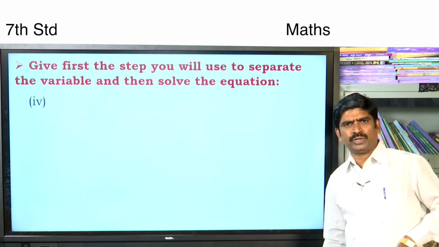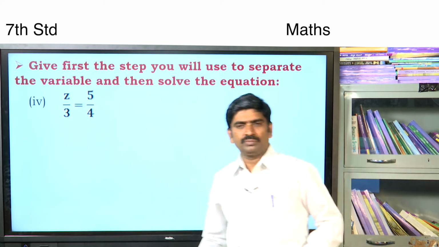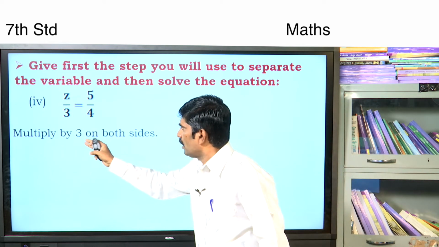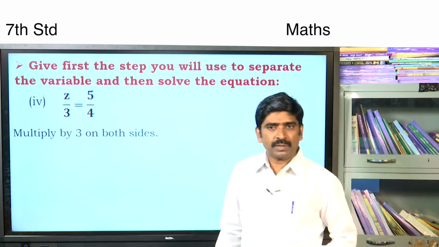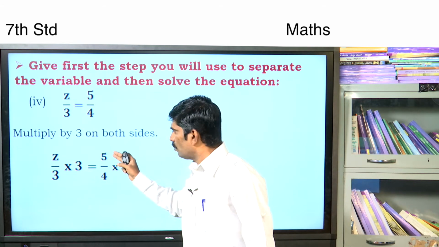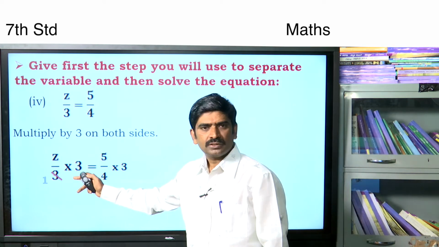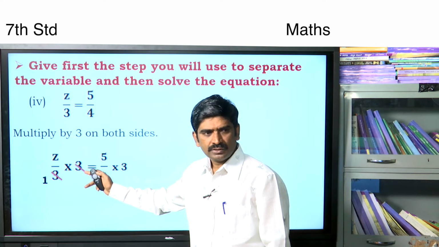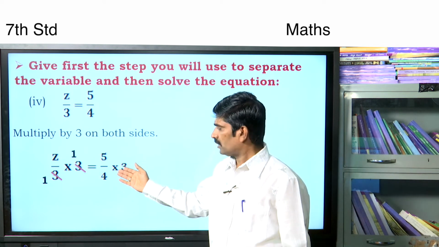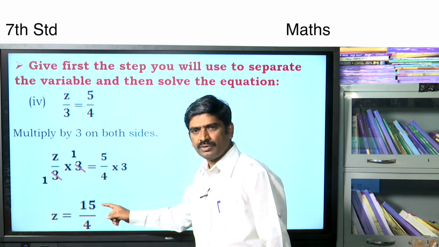Very good. Fourth one, z divided by 3 is equal to 5 divided by 4. The first step, what do we use? Multiply by 3 on both sides. What happens? z by 3 into 3 is equal to 5 by 4 into 3. Then 3 ones are 3, 3 ones are 3. Therefore, on the right side, we cannot divide by anything. Therefore, z is equal to 5 threes are 15 divided by 4.